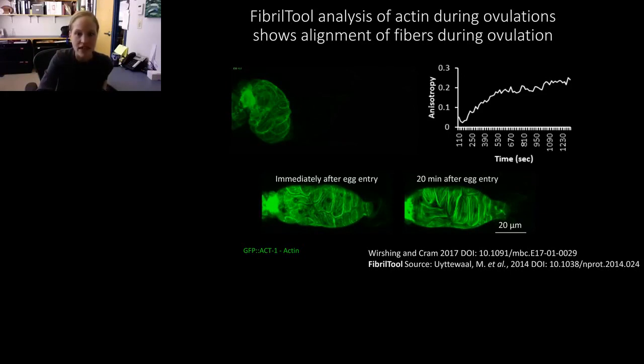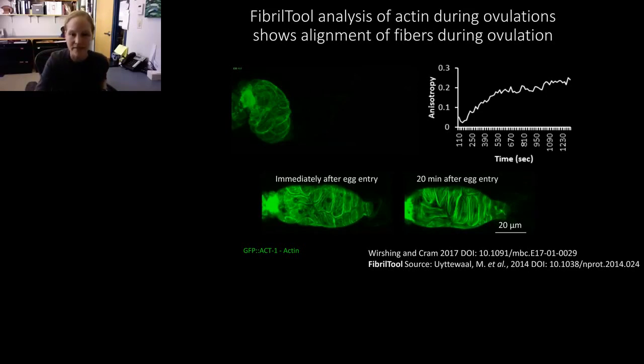Down here at the bottom of the slide, I'm showing you stills from that movie. Here is the first frame immediately after oocyte entry. I have a webby isotropic network, much like the network that I saw in the young animals that had never ovulated. However, after a while, I now see those beautiful parallel bundles that I have been talking about.